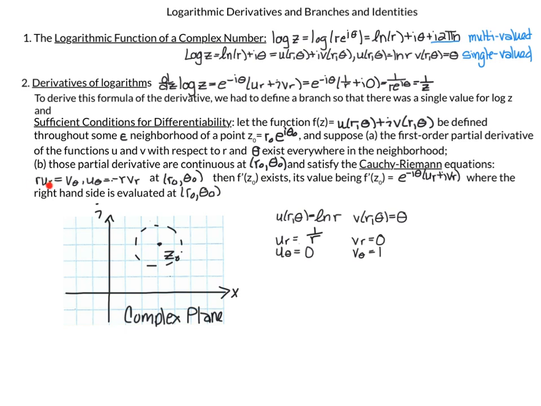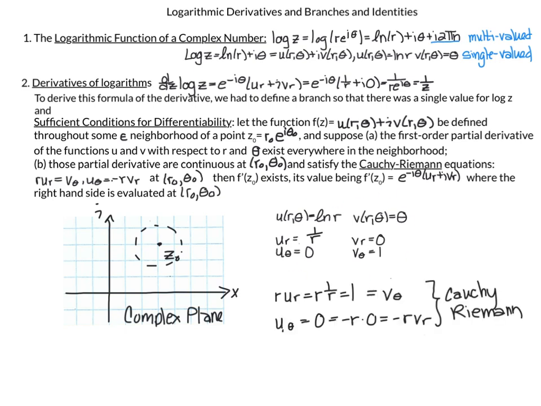r times the partial derivative of u with respect to r equals the partial derivative of v with respect to theta, and the partial derivative of u with respect to theta is equal to negative r times the partial derivative of v with respect to r. So let's look at that for our logarithmic function. We look at r times u_r. So we have r times, and we already calculated u_r is 1 over r, which is equal to 1, which we can see is equal to v_theta.